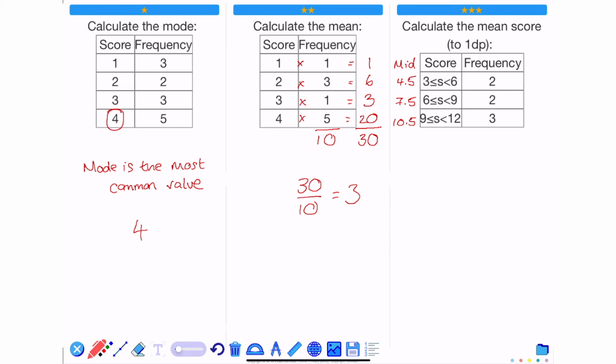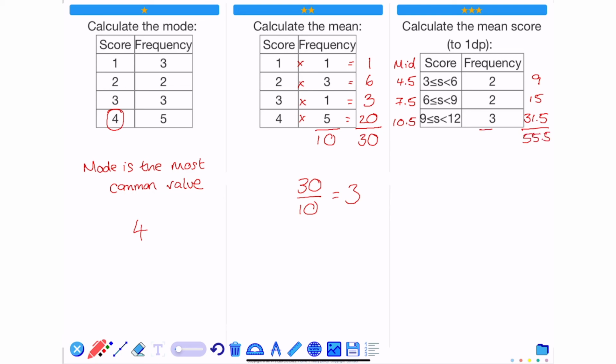If I presume that the two values in the first range are 4.5, I can then come up with their sum. 4.5 times by 2 is 9. 7.5 times by 2 is 15. And 10.5 times by 3 is 31.5. Adding up these values gives me 55.5.